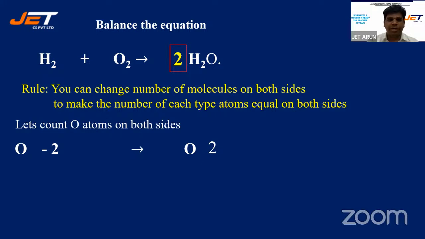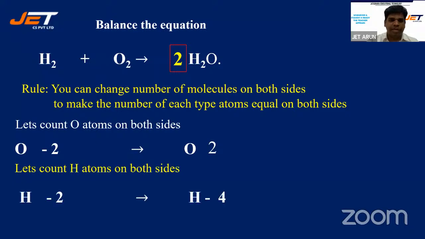Now let us look at hydrogen atoms. Left hand side it's 2, right hand side it's 4. To balance that, I'll write the coefficient of H2 molecule as 2. So 2H2 implies 4 hydrogen atoms on left hand side, and 2H2O implies 4 hydrogen atoms on the right hand side. So 4 and 4, it's now balanced. Equation is now balanced, students.